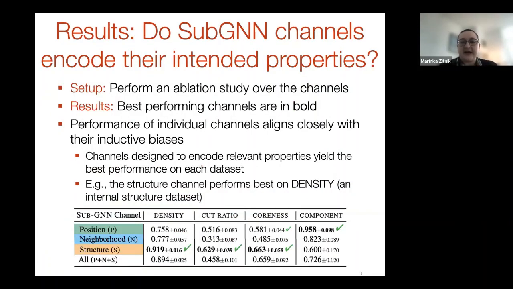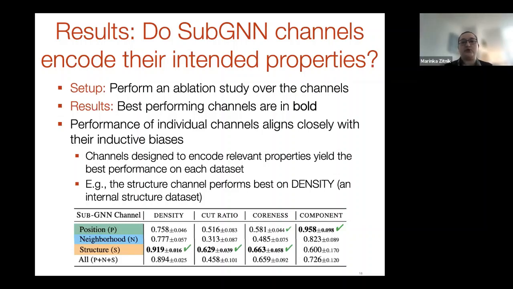Then the next question that we asked was, do SubGNN channels, remember we have three channels for three properties, really capture and encode their intended properties? The way we tested that, and that was very easy to do because we designed our data sets in such a way that they allow us to ask this question, is we perform an ablation study over the channels.